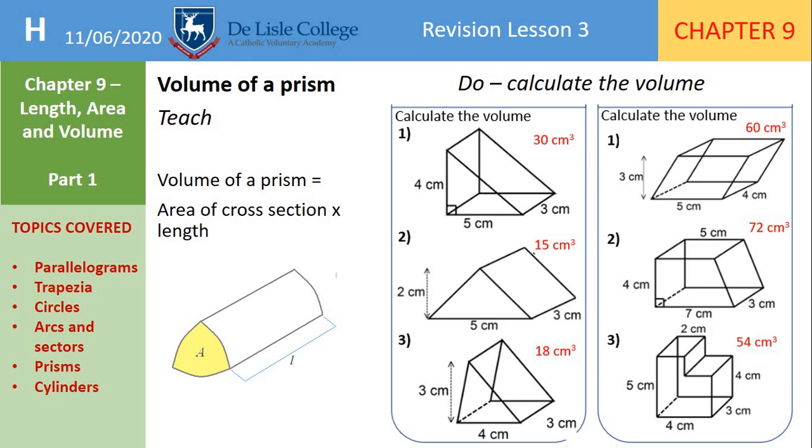Hopefully you noticed on this second section, the first one was a parallelogram for the cross-section. The second one was a trapezium for the cross-section. The third one was a compound shape. You needed to split it into 2 rectangles. Or you could have done more rectangles, but the minimum was 2.